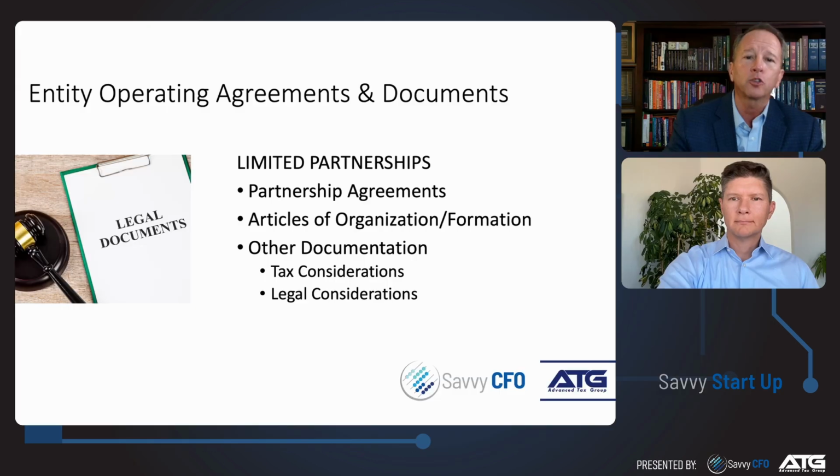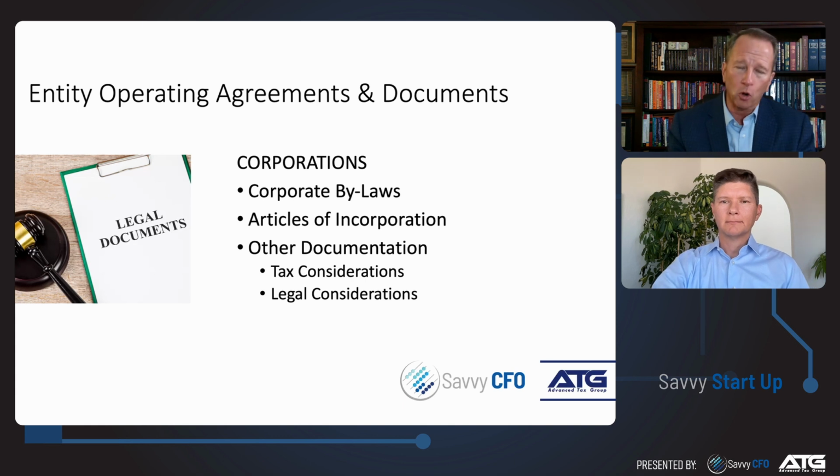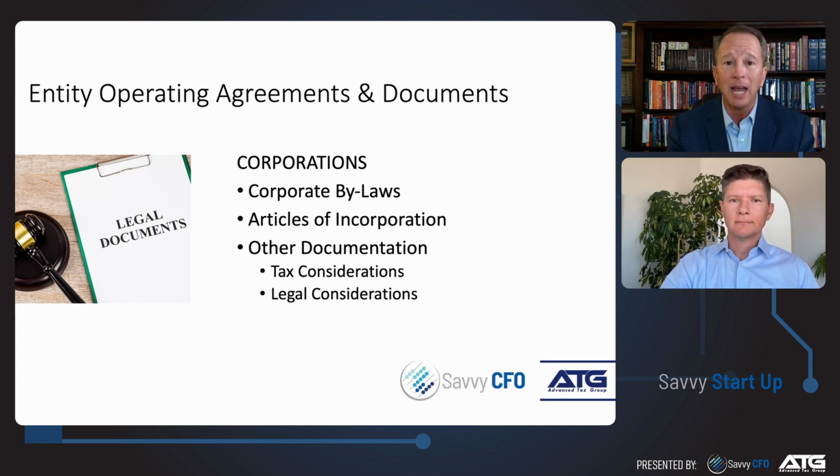Now, let's transition over to corporations. With corporations, you're going to have your articles of incorporation. That basically just shows you have been established with the state, but what you're not going to get from the state are your bylaws. The bylaws are similar to the operating agreement with the LLC, and they're similar to the partnership agreement with the limited partnerships. Again, this is where it lays out what is required for the corporation to take action.